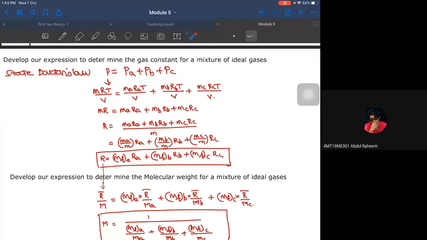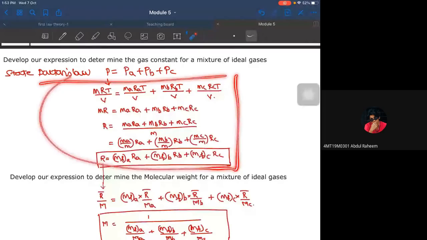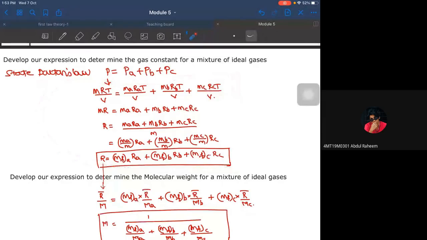So if it is asked for 4 marks, you can just write directly from here what I have written. That's enough. But if in case he's asking for 6 or 8 marks, you need to state first what is Dalton's law. Okay, draw the diagrams and then write this expression and carry forward. Okay, keep this in mind.